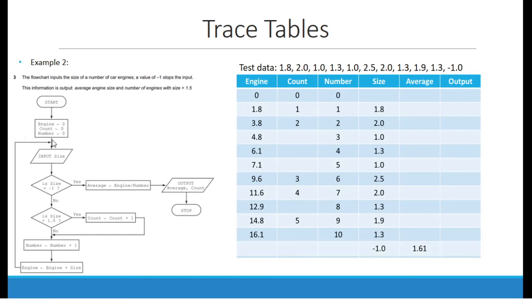Lastly, we have minus 1. Is size equal to minus 1? Absolutely. Average is equal to engine, which is 16.1, divided by number, which is 10. 16.1 divided by 10 is 1.61. We then output the average and count, which is 1.61 and 5.